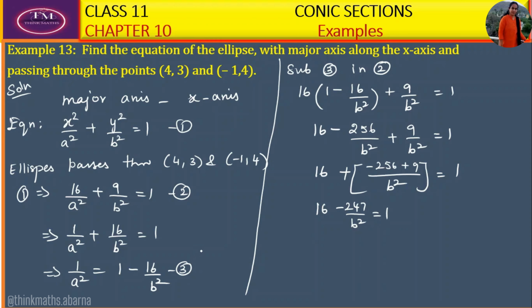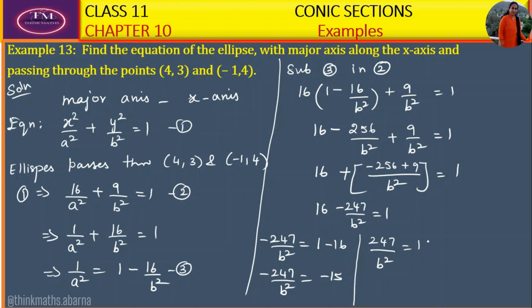Okay. So we need b square. So we have minus 247 by b square. On the other side we have 1. 16 is left out. So bring that 16 to the right side. It will be minus 16. So we will get minus 247 by b square equal to 1 minus 16, which is minus 15. Now both the negatives get cancelled. So we get 247 by b square equal to 15.